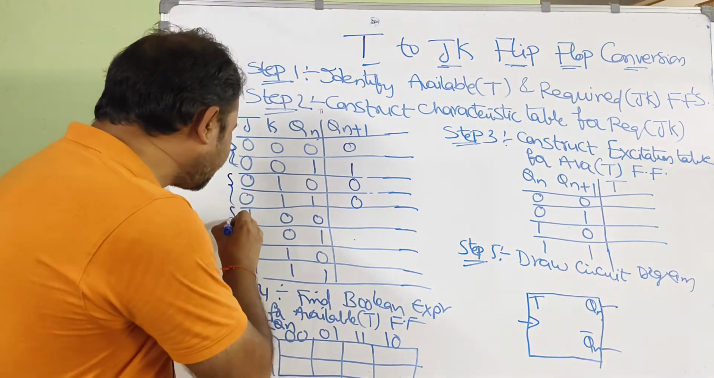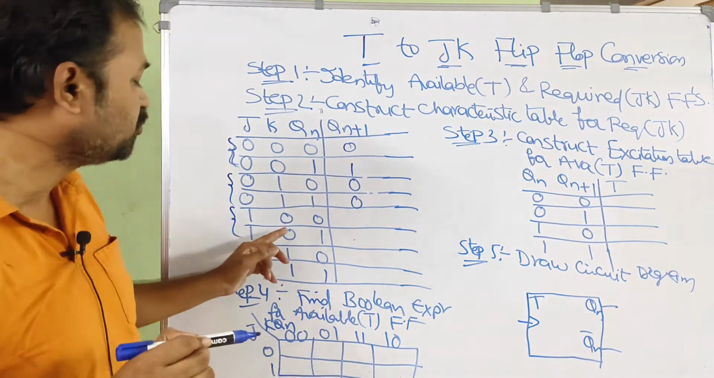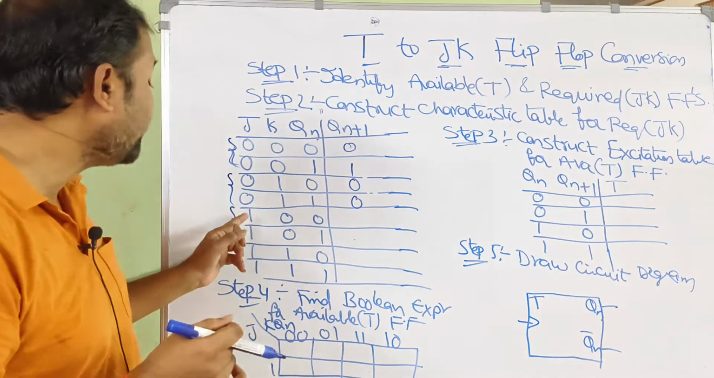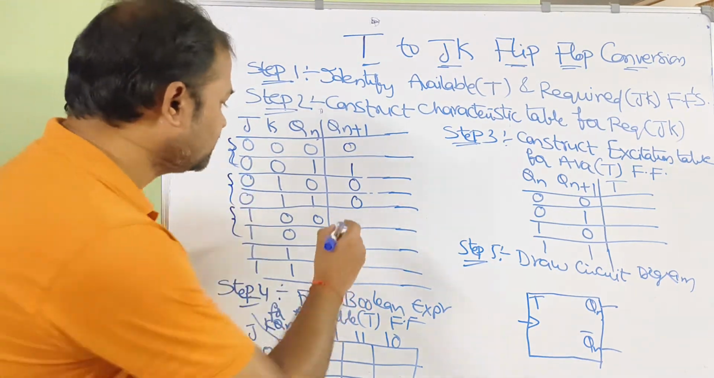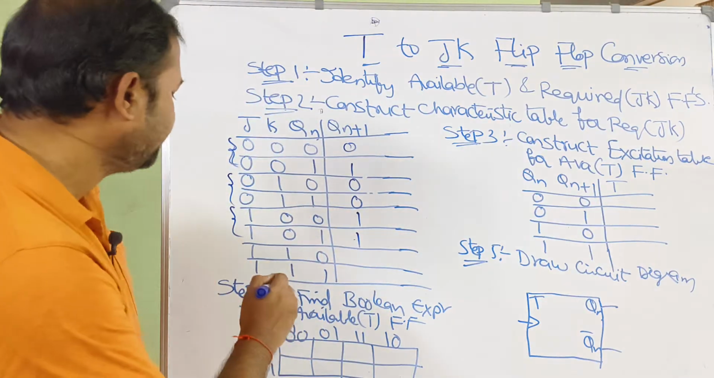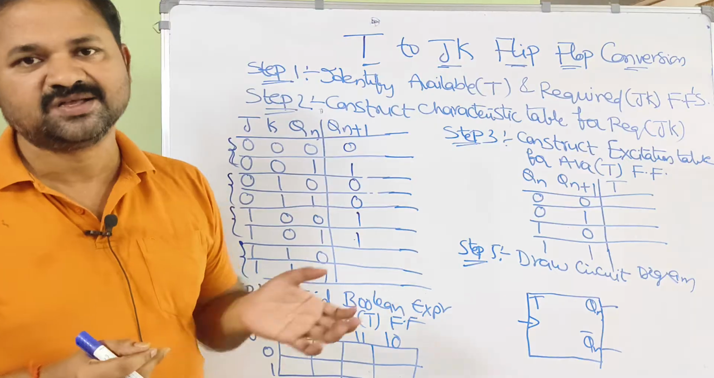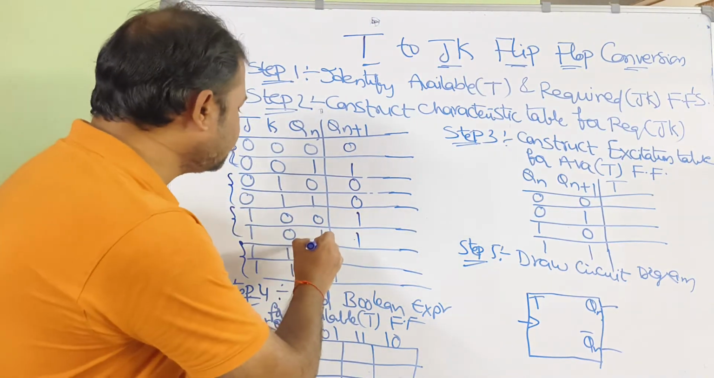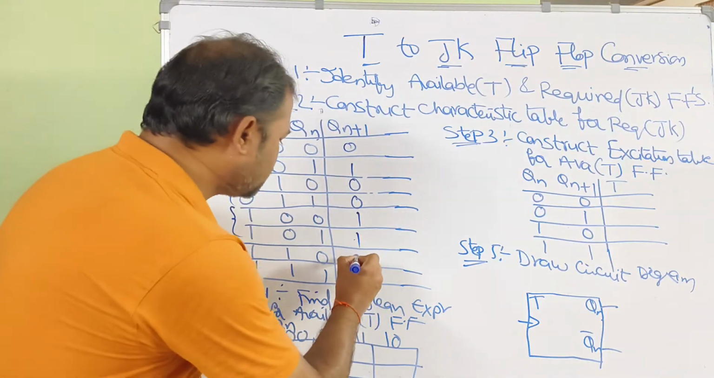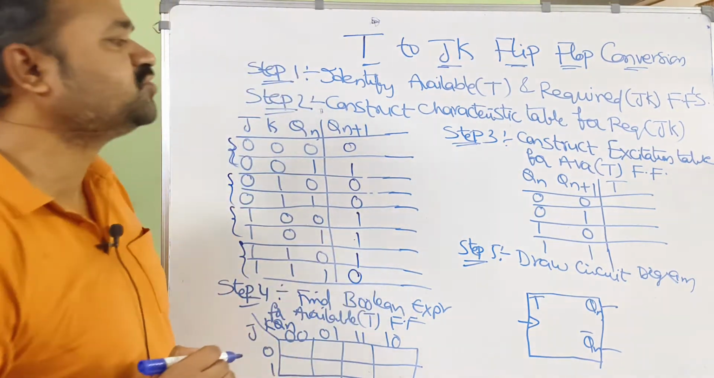Next, if you observe the next 2 cases, J value and K value 1 0. Here J value is 1. So J means set, and set means 1. So the output is 1. Next, if you observe the last 2 cases, JK values 1 1. Here 1 1 means toggled. So this Qn will be complemented. So 0 will be complemented, it will become 1. 1 will be complemented, it will become 0.